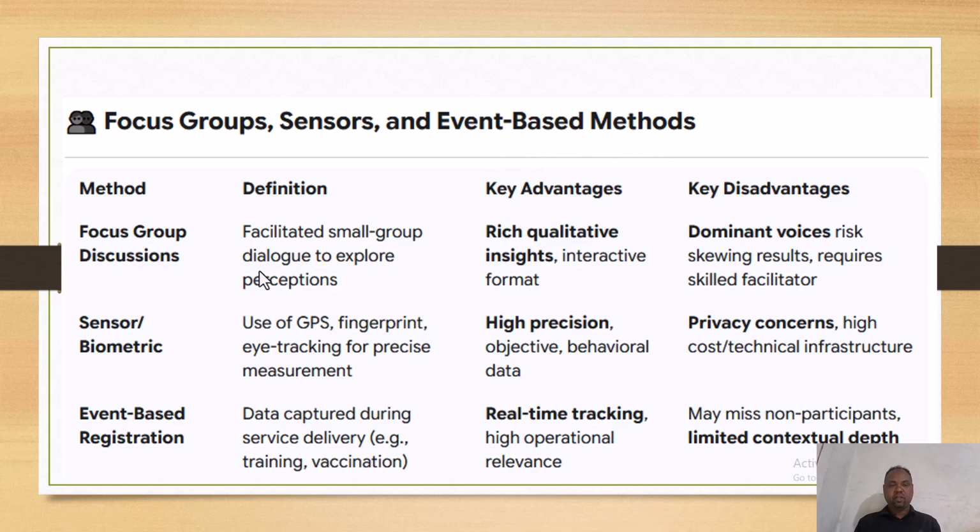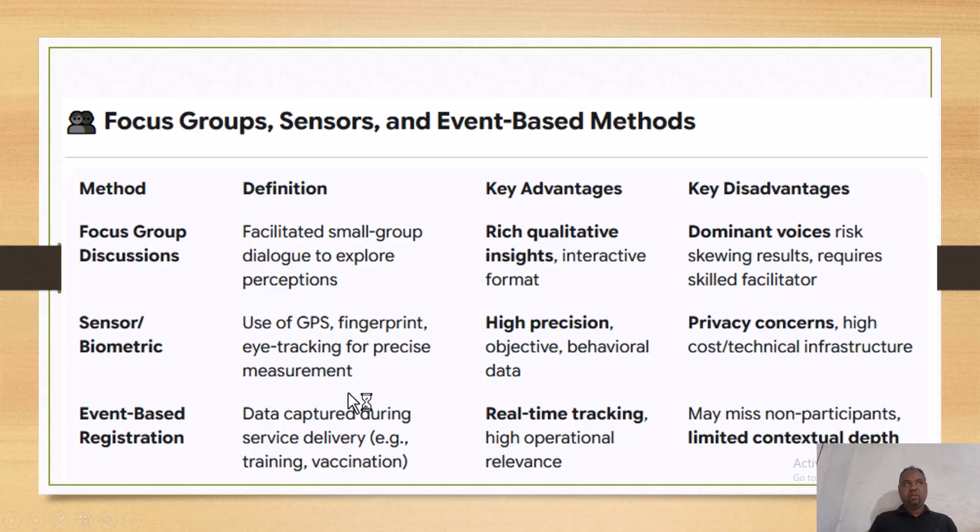With this class of data collection methods, we have focus group discussion, sensor, and event-based methods, other options of getting data. FGD, which is focus group discussion, is about facilitating small group dialogue to explore perceptions, opinions, and attitudes about certain predetermined topics, through which we can obtain rich qualitative insights through an interactive format. The disadvantage here is that dominant voices risk skewing results, right? Dominance may be there, so it requires a skilled facilitator to balance all these things.